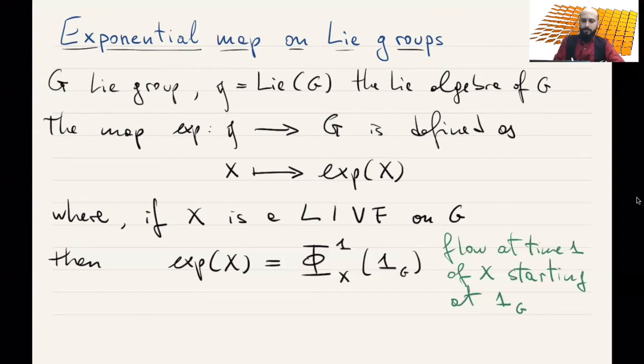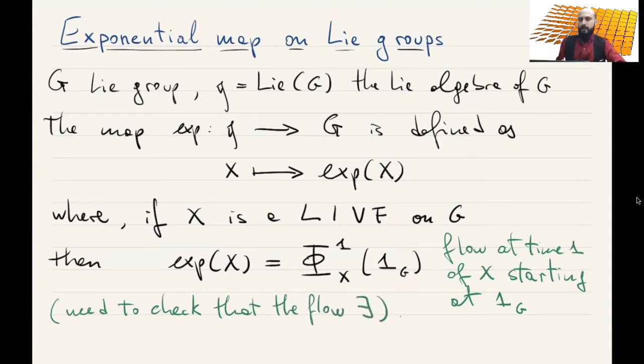Of course, in this definition, we are claiming that this flow exists up to time 1, so one needs to check that the flow exists. Let me revise a proposition that, as a consequence, tells you that the exponential map is well defined. So here's the proposition.